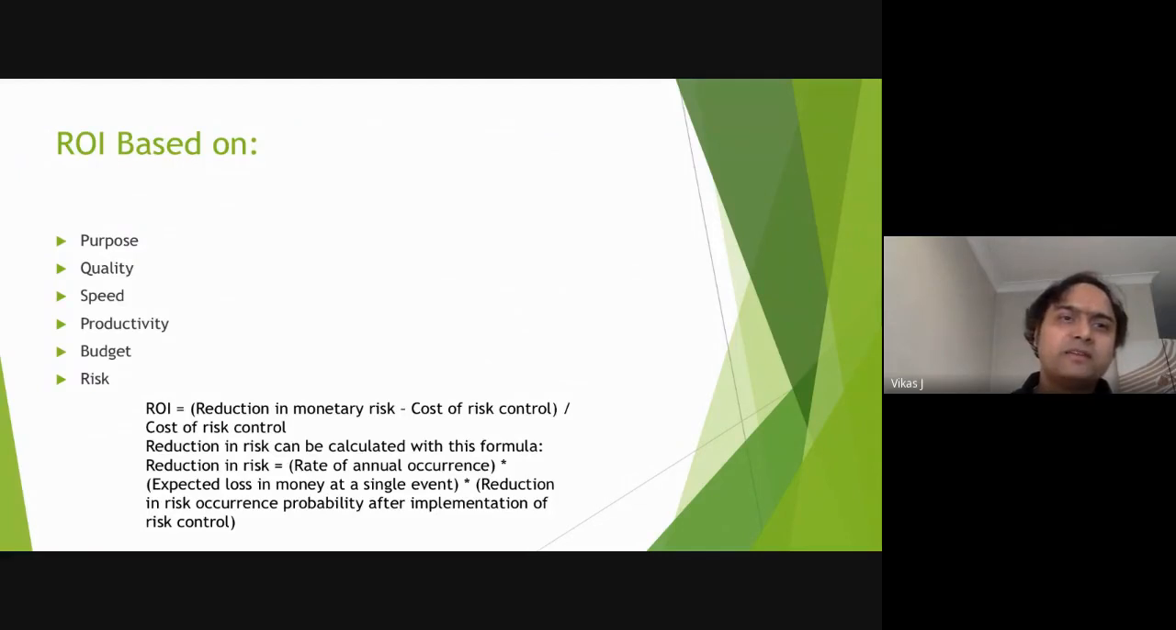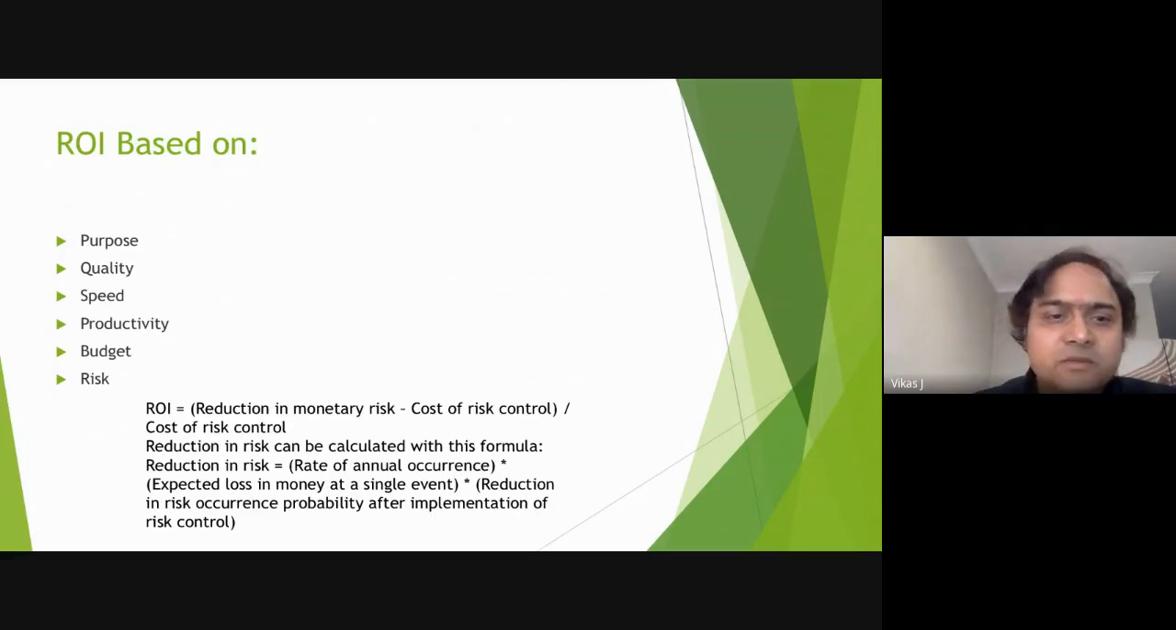Now think about automation ROI based on purpose, not just money. What's the purpose that we are trying to serve using test automation? ROI based on quality. Have I increased the quality metrics? Have I increased the speed of execution? Have I increased the productivity of the team? Have I saved certain budget? Have I averted certain risk? So the formula out there is for risk-based or risk reduction ROI.